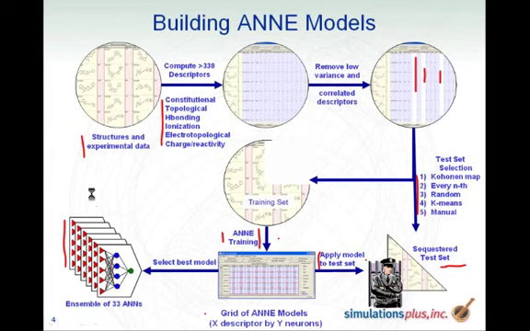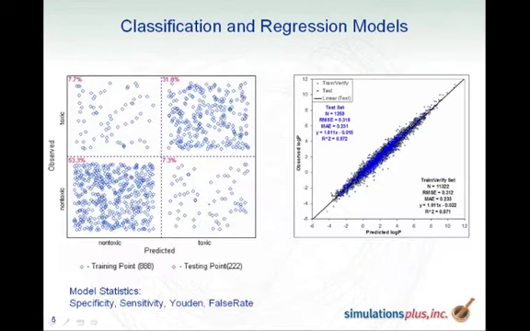So there are 2 types of models we create. One is a classification model, and the other type is a regression model. On the left is a classification model. Here you're just trying to classify the molecules either as non-toxic or toxic, or maybe a substrate for a particular step or a non-substrate for a particular step.